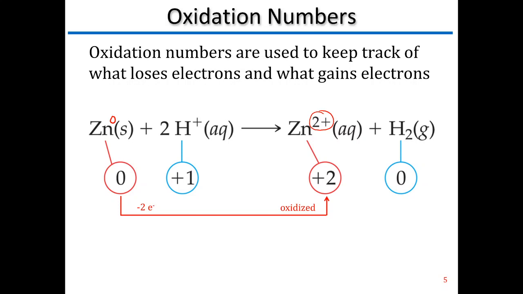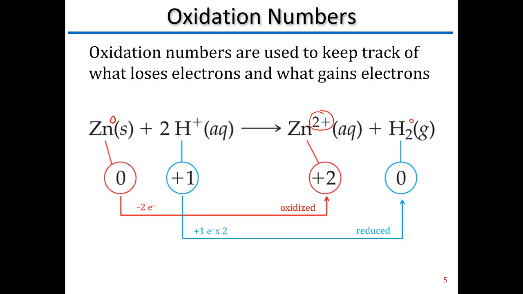And if we take a look at H+, it went from being a +1 to 0. So we're gaining electrons. What's gaining electrons? That means we're being reduced. Here we're actually using 2 hydrogens. Each one of them is getting 1 electron for a total of 2, to go from a +1 state to an oxidation state of 0. And we need 2 of them since zinc is going from 0 to 2+.